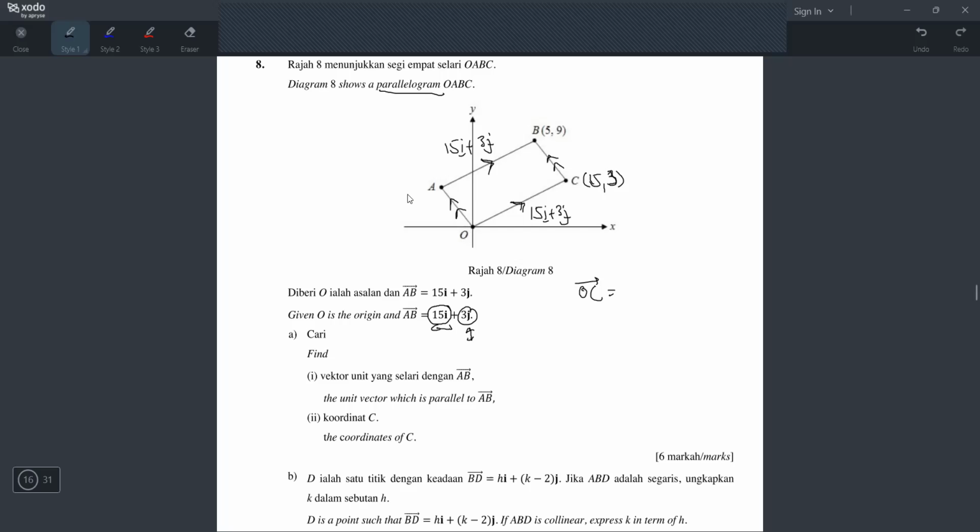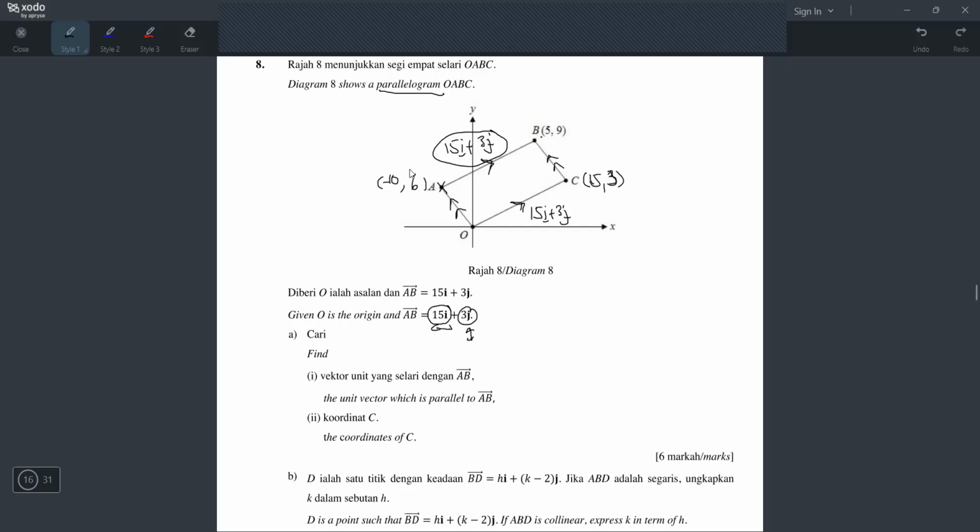Now tell me, can I find point A? Can I find point A? Yes. Because from here to here is 15, 3, right? So what number plus 15 is 5? 5 minus 15, which is negative 10. Because this vector AB actually comes from B coordinate minus A coordinate, because it's A to B, right? So I can take 5 minus negative 10 to get 15, and then 9 minus what is 3? 9 minus 6 is 3. So this one is 6.